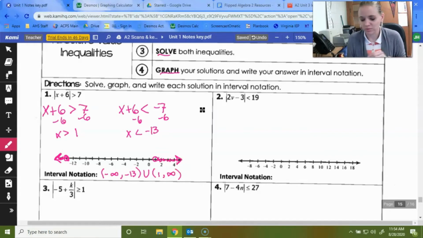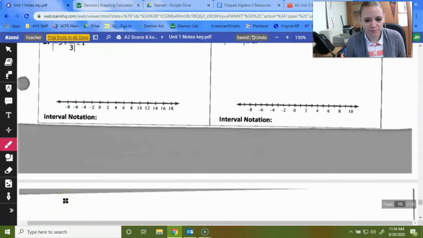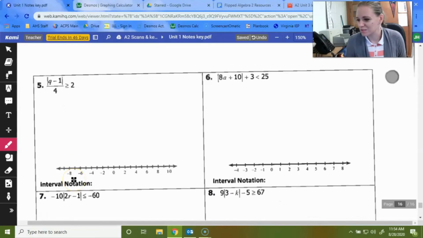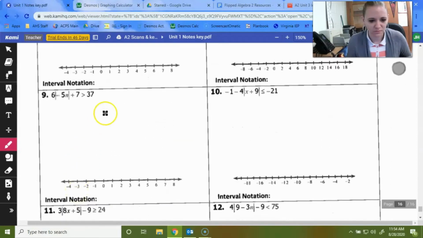Alright, and then of course you will have some where you have to isolate the absolute value. Let's do one of those. Maybe which one looks a little complicated? Let's jump down to number 9. That one looks complicated, you think? Okay. So the absolute value, we got to get that by itself. We got to minus the 7 over.